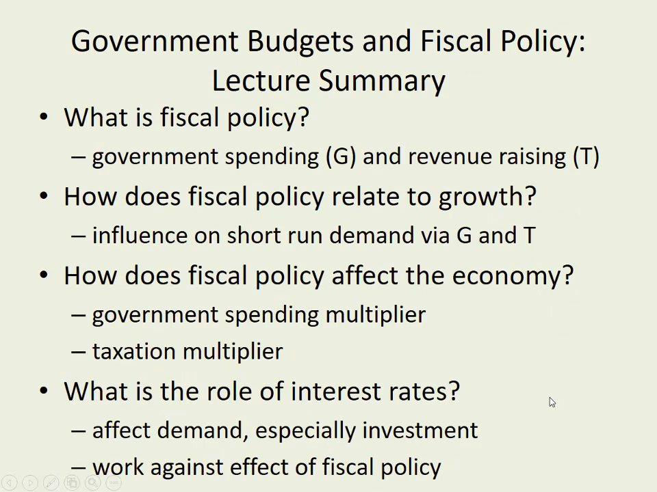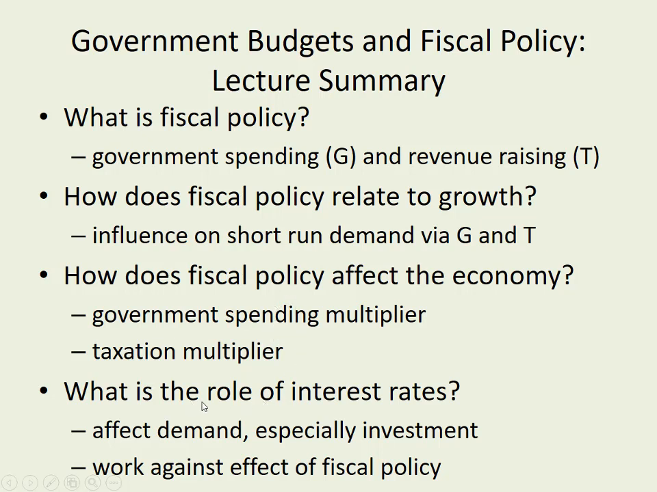So, to summarise, what's fiscal policy? Well, that's the area of how much the government's going to spend and how much revenue it will raise. How does it relate to growth? Well, through influencing short-term demand via government spending and taxation. How does it affect the economy? Well, there's something called the government spending multiplier, which is the idea that every extra unit of currency the government puts in, much of that is spent and then respent and then respent. Similarly for taxation, if it takes the money out, some of that would have been spent. So these multipliers can affect demand in the economy.